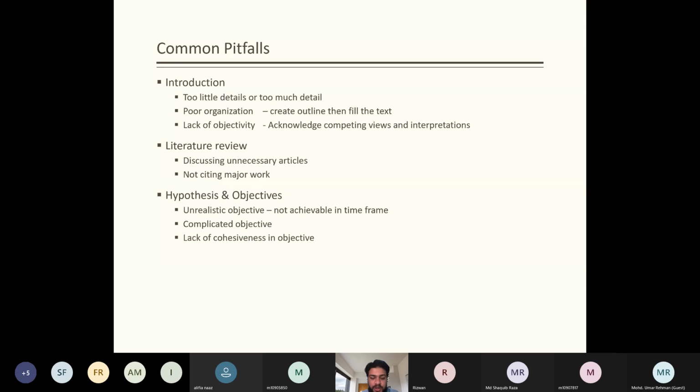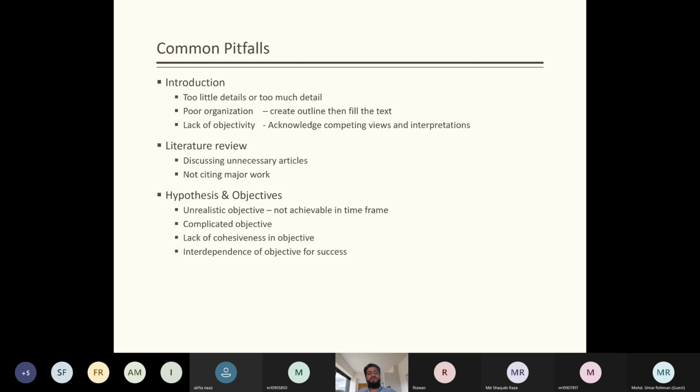Another pitfall is lack of cohesiveness in the objectives. So you have two, three objectives, and they are completely mutually exclusive and don't relate to each other. That is something you need to be careful about, because you are doing research on a particular topic. So your objectives should be closely knit together, though not too close because you want them to be independent of each other at the same time, but still they should be relatable.